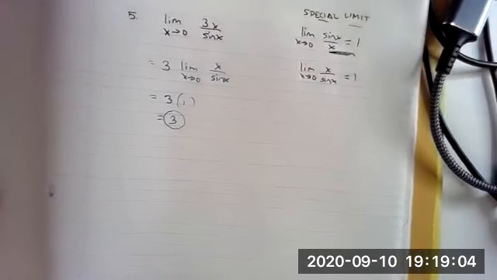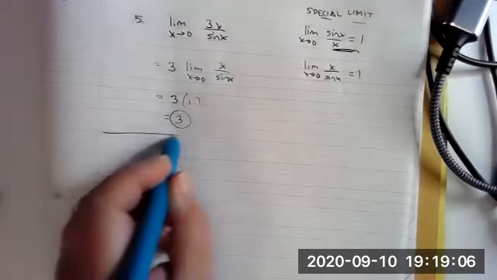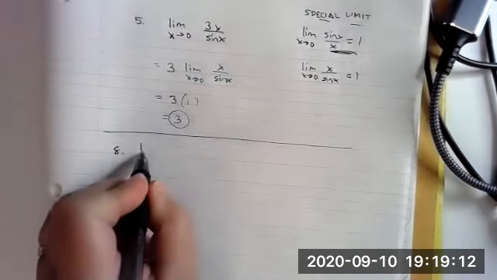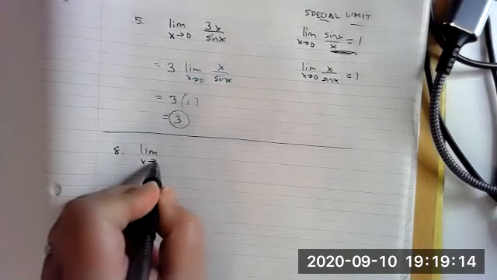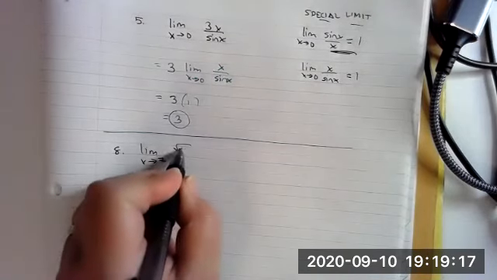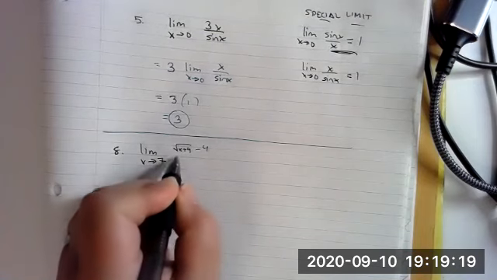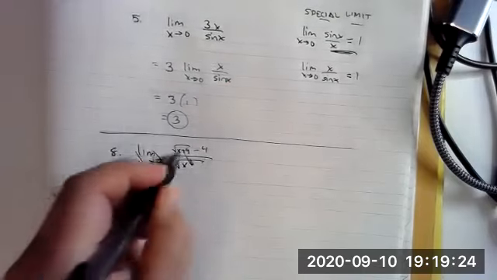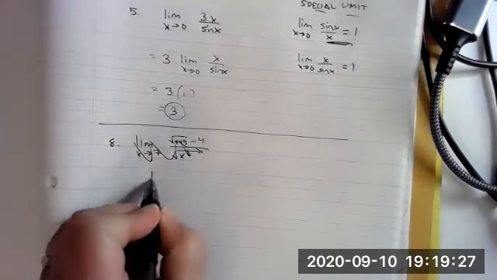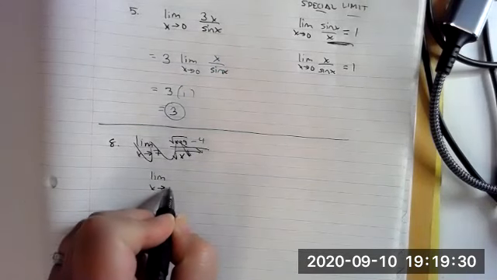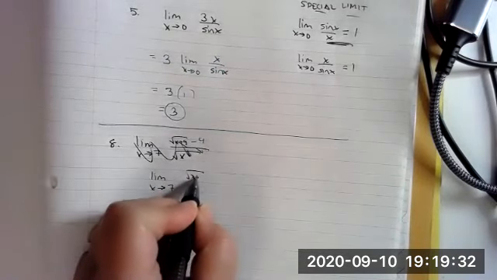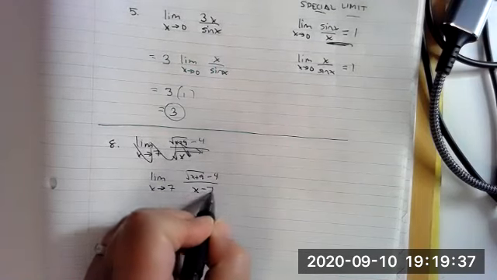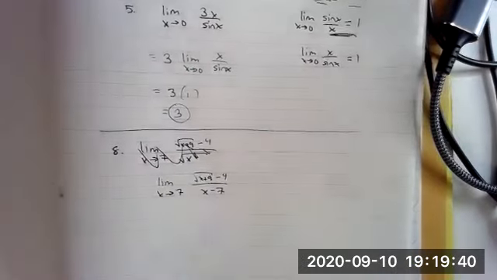Okay, I'm going to go ahead and do number 8. So number 8 was the limit as x approaches 7 of the square root of x plus 9, minus 4, divided by, oh, no, not square root, just, let me write that again. The limit as x approaches 7, the square root of x plus 9 minus 4, divided by x minus 7, no square root in the denominator.